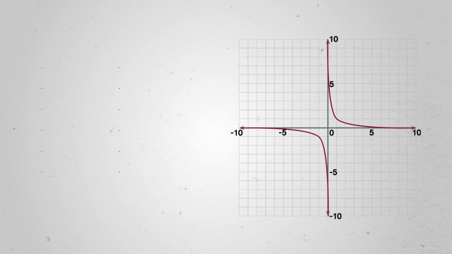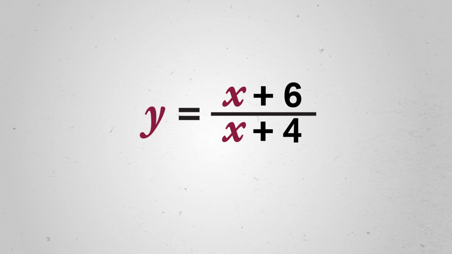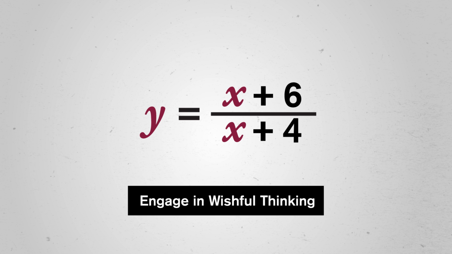So what if we had a more complicated rational equation, like y equals x plus 6 all over x plus 4? How could we uncomplicate that one? One approach is to do what mathematicians call engage in wishful thinking. Now, wouldn't it be lovely if the numerator were exactly the same as the denominator, and we could change it all to y equals x plus 4 over x plus 4?